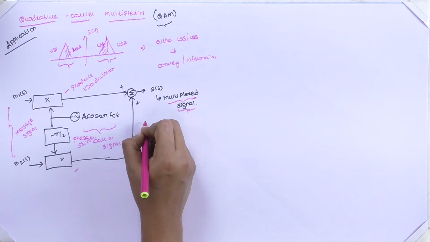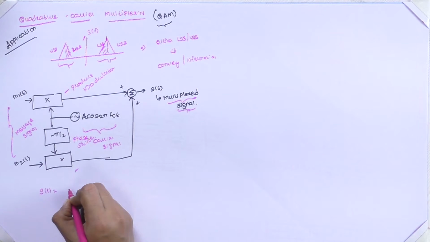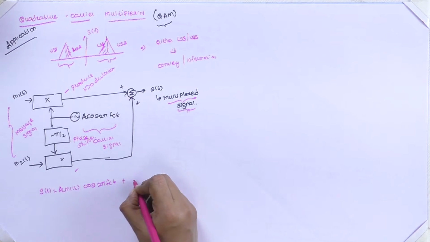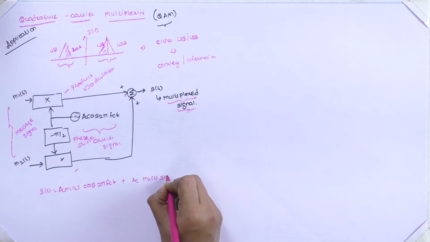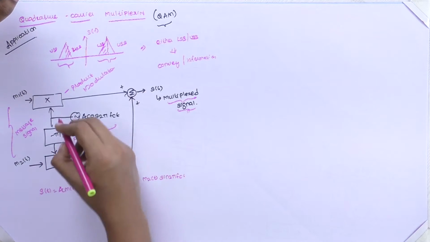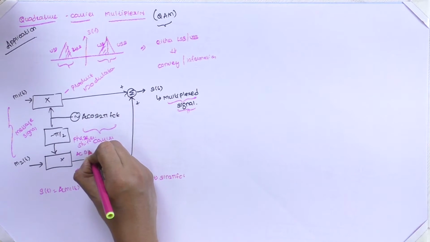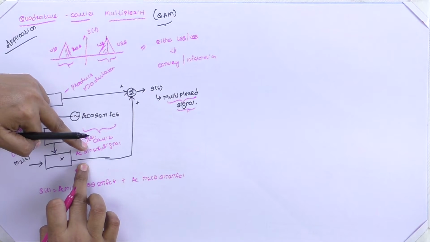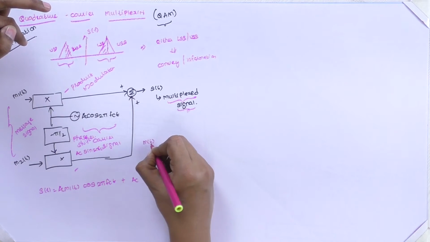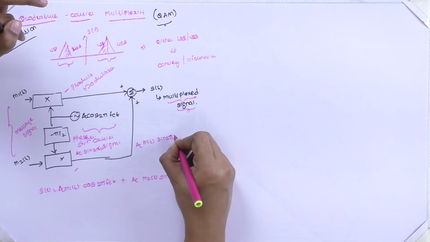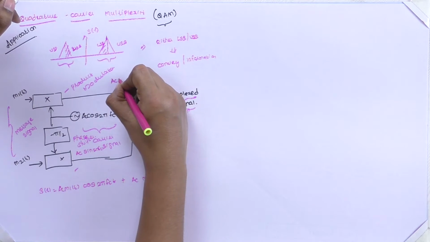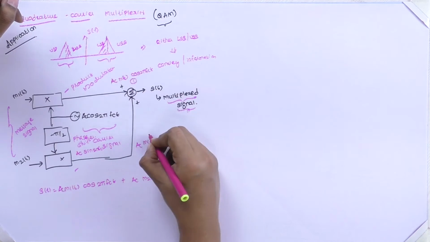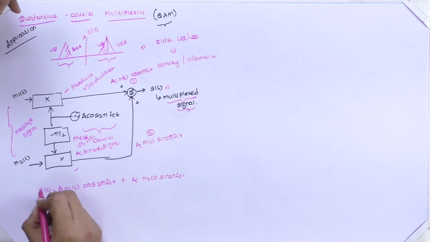Therefore, our S of t will consist of both the terms: M1 of t cos of 2 pi fct, with an amplitude of AC, plus AC M2 of t sine of 2 pi fct. Here we have cos 2 pi fct and here we have AC sine 2 pi fct. M1 of t is multiplied with AC cos 2 pi fct, and M2 of t is multiplied with AC sine 2 pi fct. This is our signal 1 and this is signal 2, and both are added together and we get the multiplexed signal as this.